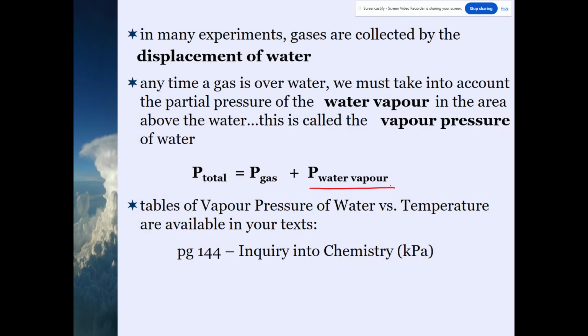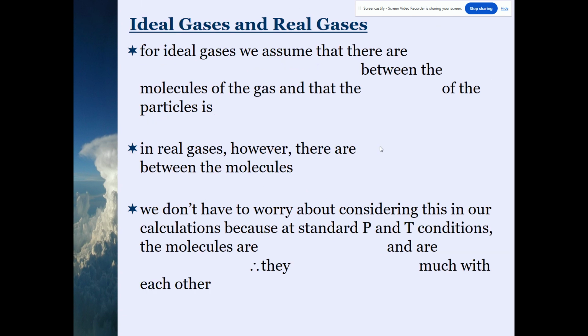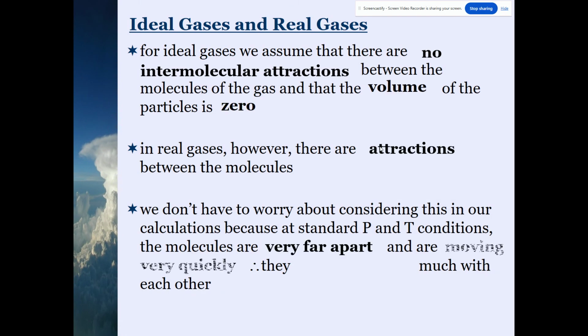The amount of water vapor depends on the temperature. And in your textbook, there's a chart that tells you what the amount of water vapor there is in terms of kilopascals, so that you can solve individually for the pressure of gas by taking the total pressure, or the pressure of the atmosphere, and subtracting the partial pressure of the water vapor. Okay? So the last thing that we have to look at, like I said, is gases, whether they're acting as an ideal gas or a real gas.